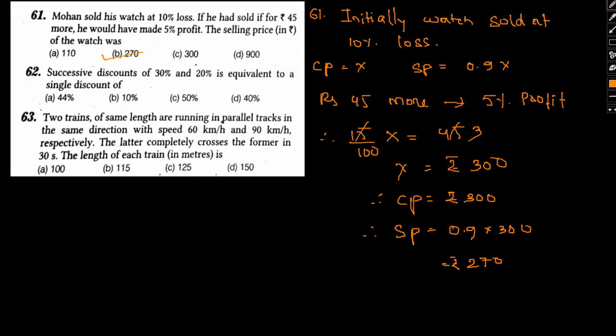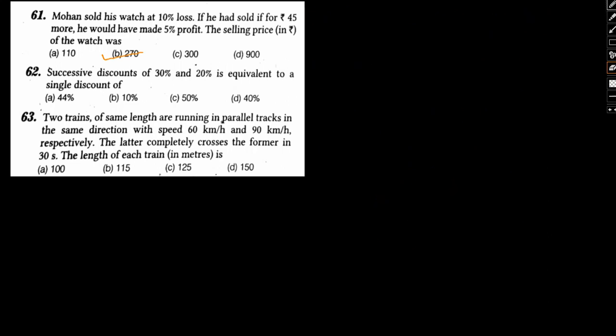Okay, I hope this is clear. So next up, let's move to question number 22, that is successive percentage change. Successive discount of 30 and 20% is equivalent to a single discount of, so here discount, right? So first we give a discount of 30%. I'm using minus before because that is for discount. And second we have minus 20%.